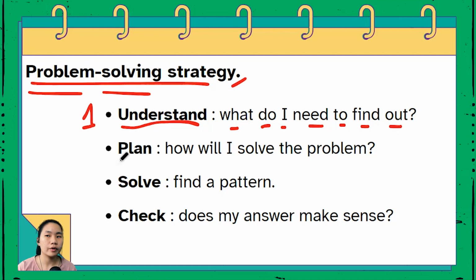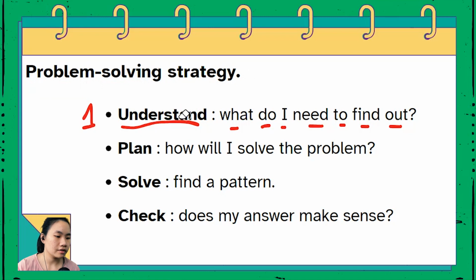For example, if Emily has 5 candies and she gives John 3 candies, how many candies does she have left, right? So we need to understand the problem. The problem is how many candies does Emily have left after she gives away 3 to John? Let me erase this very quickly.